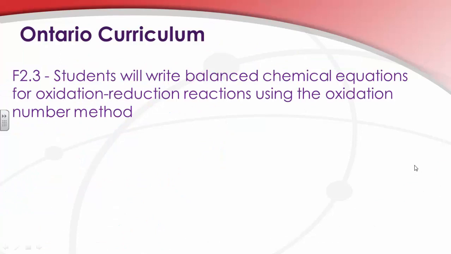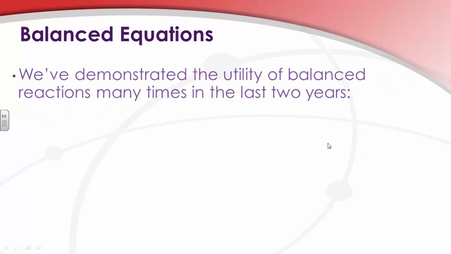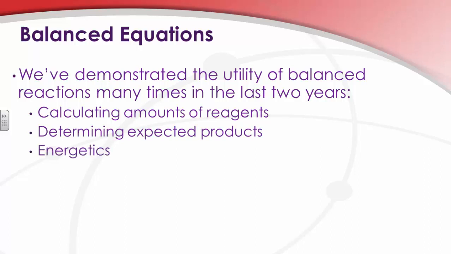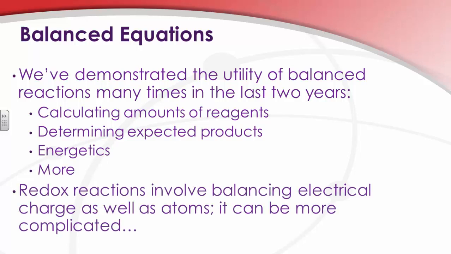Okay, so no great surprise, the Ontario curriculum specifies that we will be able to balance chemical equations using the oxidation number method. Now we all know some of the assets of having balanced reactions. We've seen that using a balanced reaction we can calculate the amounts of reagents we need, determine the expected products of reactions, examine the energetics of a given reaction, and do more. And so we need to be able to balance redox reactions.